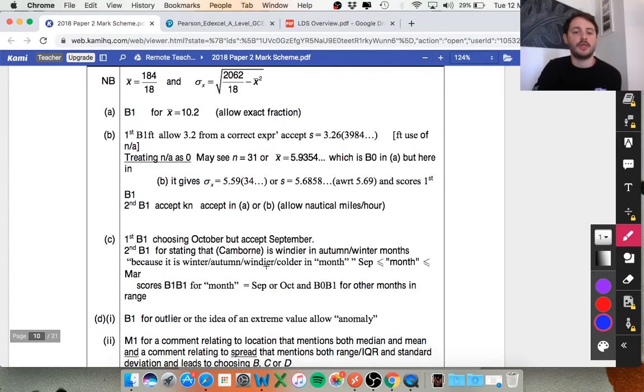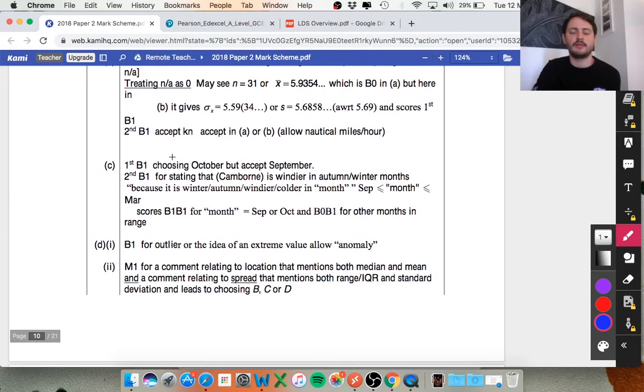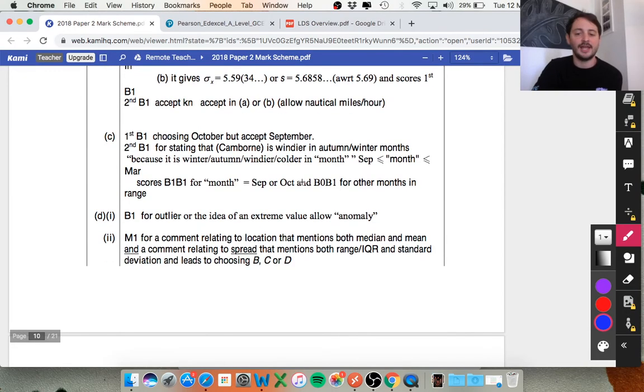But if we look in the notes here, we've got a lot of things for these bits about the large data set. So you can either choose October, but you could also pick September. That would have given you the mark. And just to say that it's windier in autumn, and you get the second mark. So even if you said September, you also could have got one of the marks just for saying any month between September and March because it is windy in autumn or winter. So just be sensible, just have a guess and don't leave something blank for this. And here, look, they've said you can choose B, C, or D.